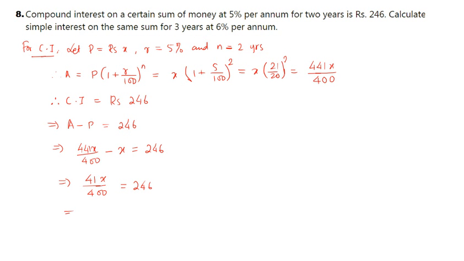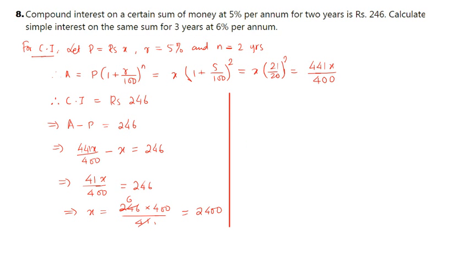So from here, keep x and do the cross multiplication. You have 246 into 400 divided by 41. If you do the cancellation, 41 and 246 get cancelled 6 times. So this becomes 6 4s are 24, so it becomes 2400. So the value of x, that is the principal, turned out to be 2400, right?